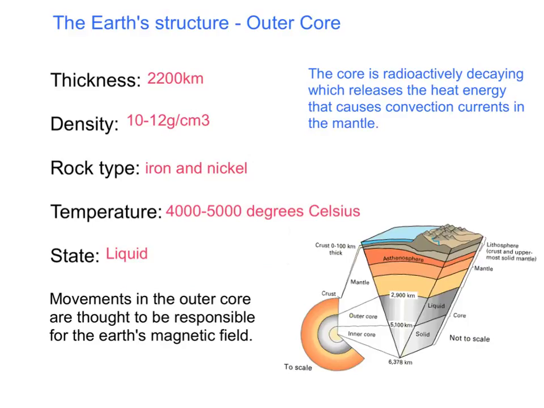The core is radioactively decaying, which is releasing the heat energy that causes convection currents in the mantle. So basically, from all the collisions that formed the Earth when it was planetesimal stage and it became a sphere, the materials are breaking down, radioactive decaying, and as that happens, that releases heat, and that heat is being transmitted to the surrounding rock through convection.